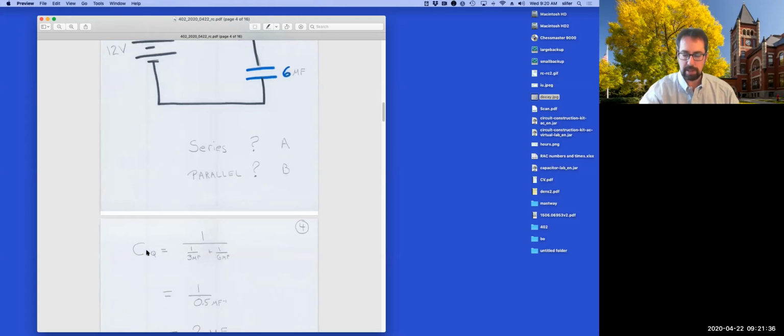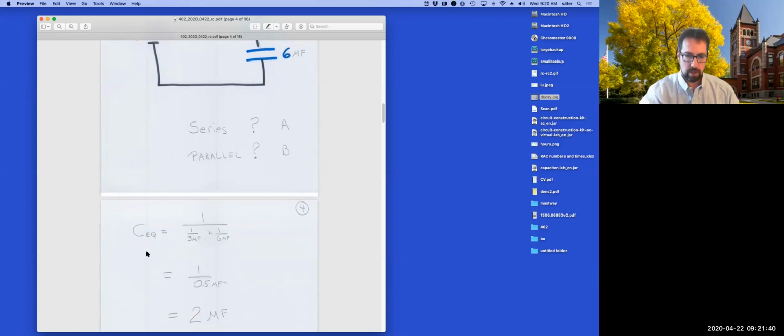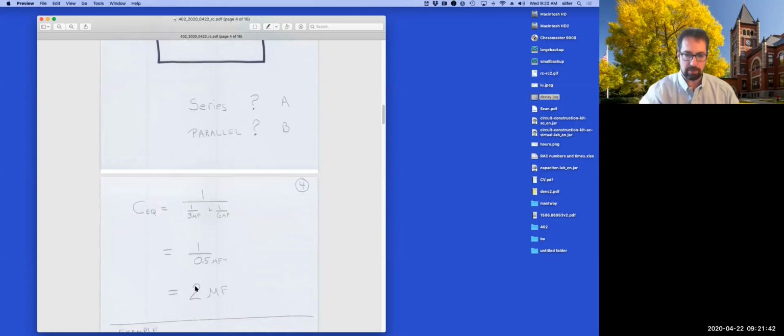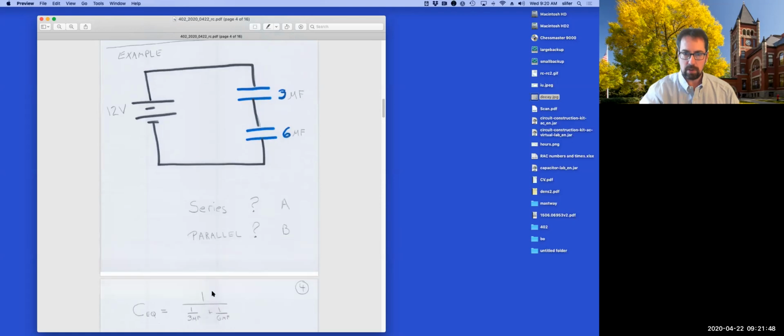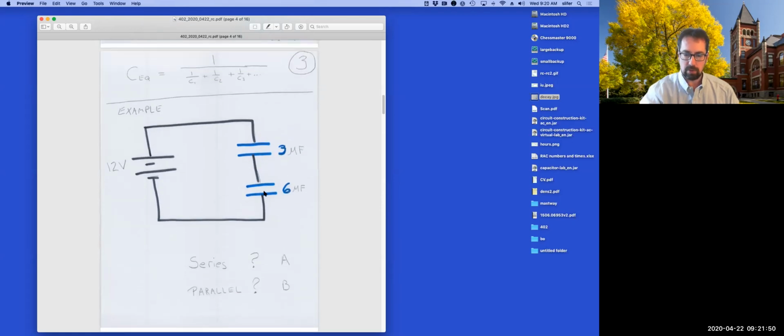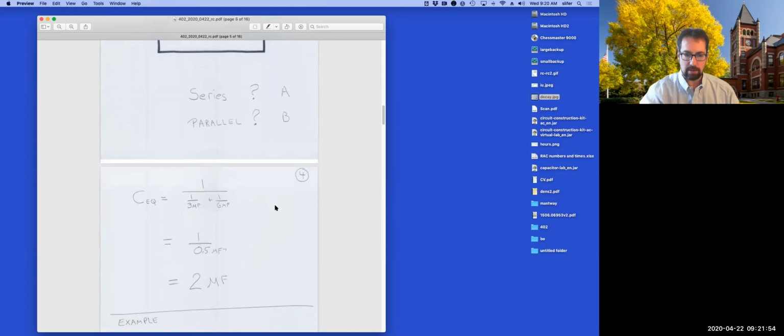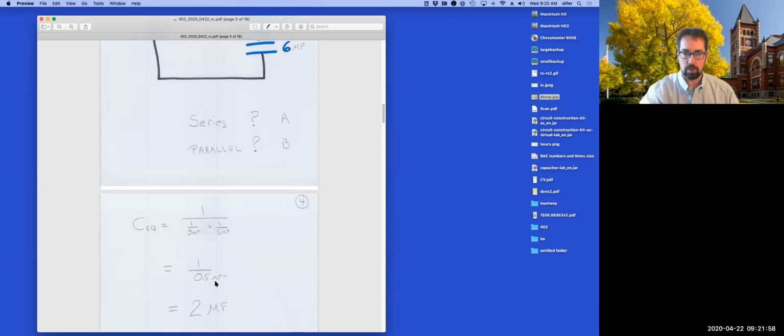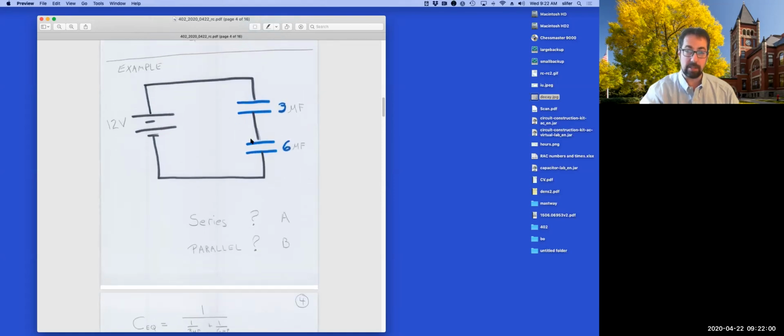In order to get that equivalent capacitance, I have to take one more inversion. And 1 over 0.5 gives me 2. And the inverse of inverse microfarads gives me a microfarad. So long story short, I have this 3 and this 6 microfarads in series. I get a 2 microfarad equivalent capacitor that could replace and behave exactly the same as these 2 capacitors.